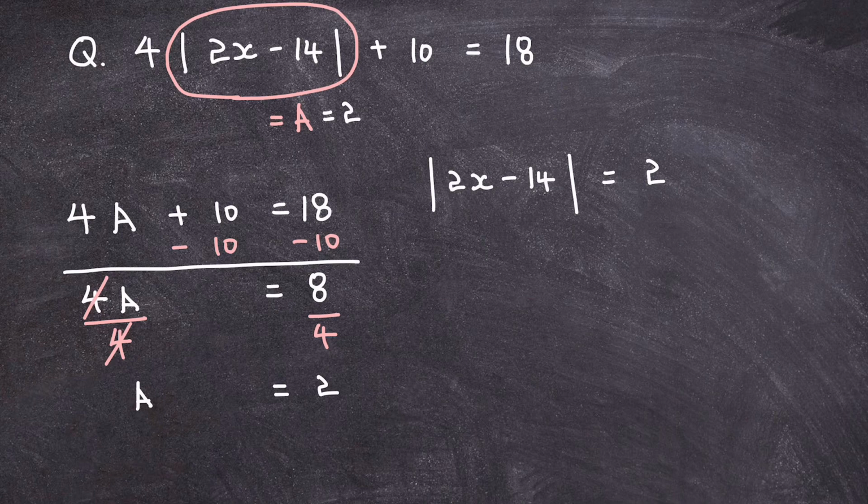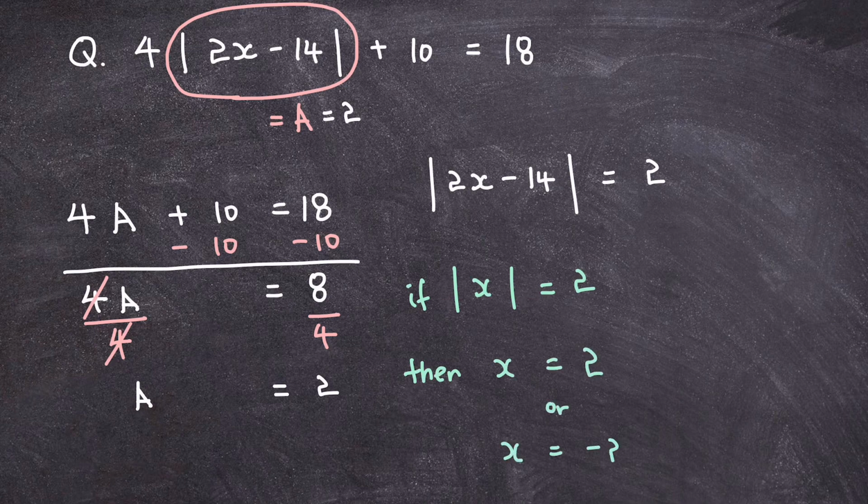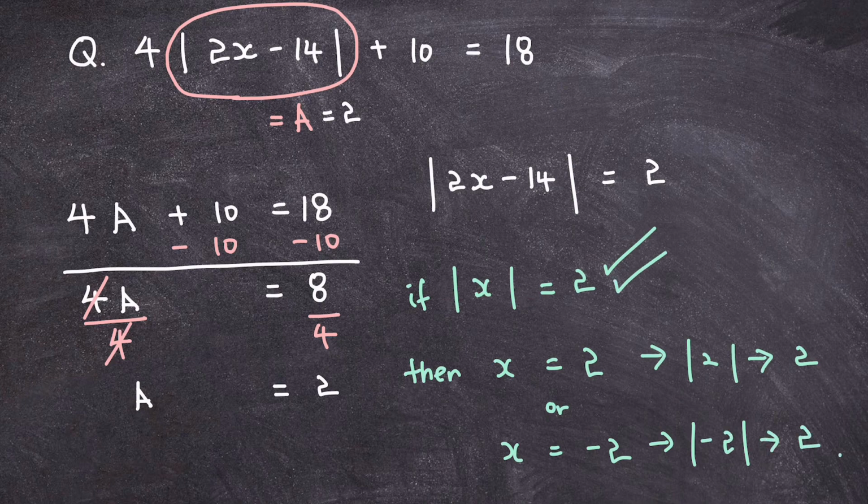Now, some of you might already know this, but if the absolute value of x is equal to, say, 2, then x could be 2 or x could be negative 2. I mean, isn't that right? If we take absolute value of 2, then the answer is 2. And if we take absolute value of negative 2, then the answer is also 2.